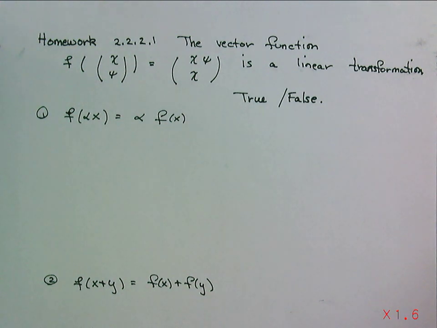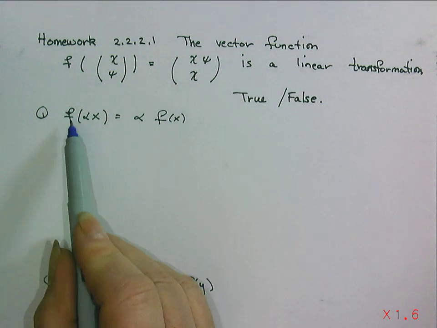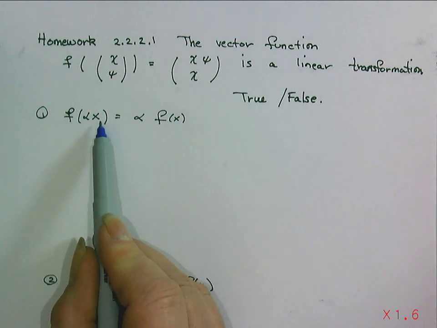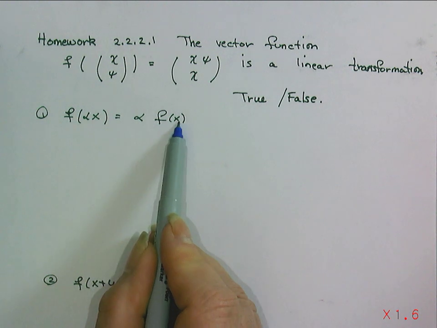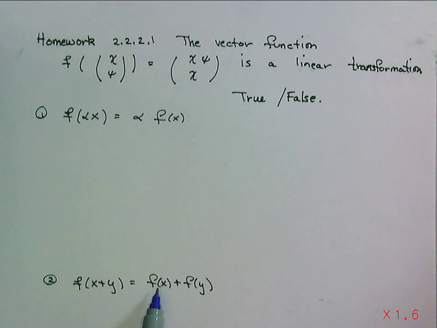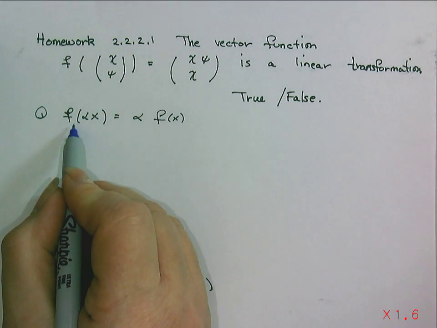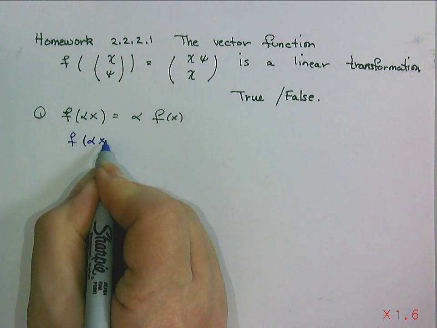So if this is a linear transformation, it has to satisfy two conditions. f of alpha times x must be alpha times f of x for any scalar alpha and vector x. And f of x plus y would have to be f of x plus f of y for any vectors x and y. So let's check to see if it holds. Let's first start here. f of alpha times x.